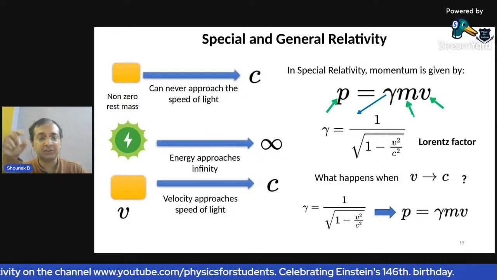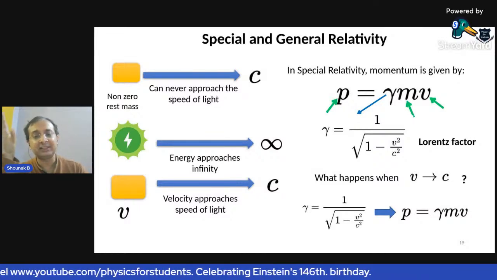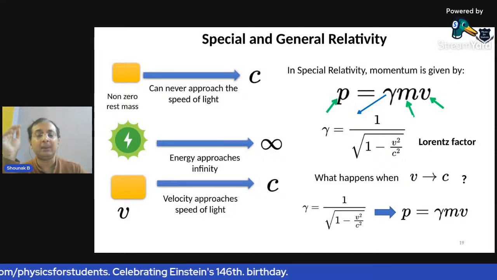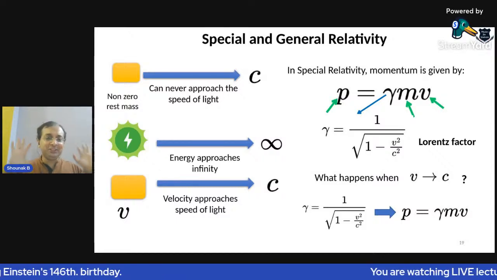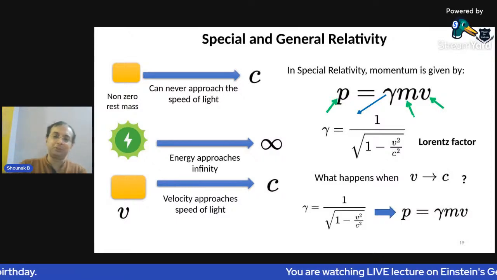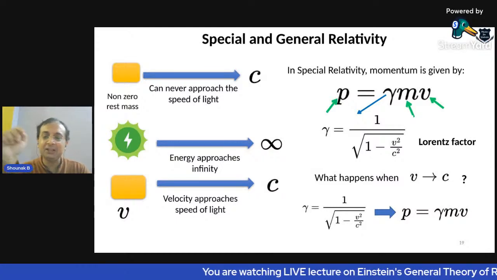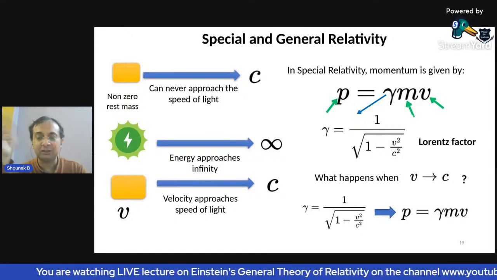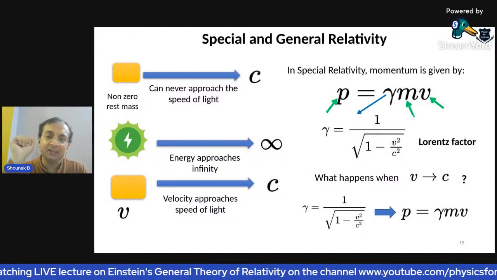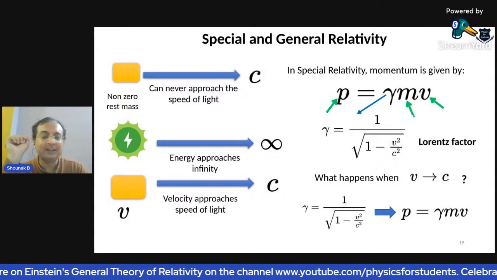The energy, the green one, approaches infinity as velocity approaches close to the speed of light. So we need a huge amount of energy to push a thing which approaches the speed of light. Now here you can see, Meet, you were asking me this question: why not exponential? Now you see here, in special relativity, what is momentum?